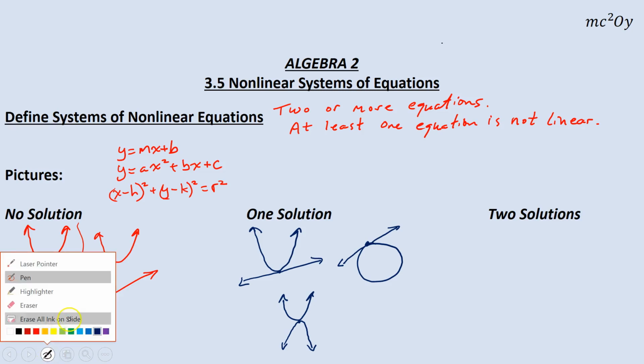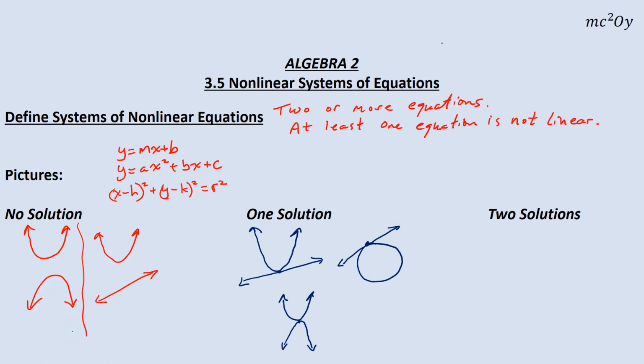Two solutions. Let's get a couple examples here. Maybe you have two parabolas, and maybe you have one that opens up, one that opens down, and they intersect in two spots. Or maybe you have a parabola and a line cutting through that parabola, say like so. Or just maybe you have a circle and a line cutting through that circle, like so. Okay, those would all be examples of two solutions.